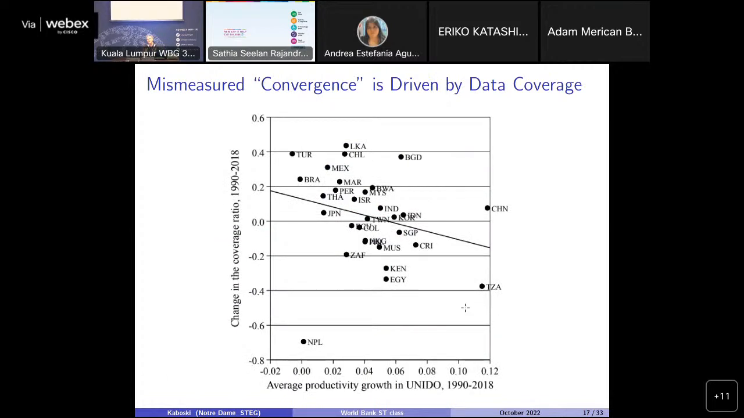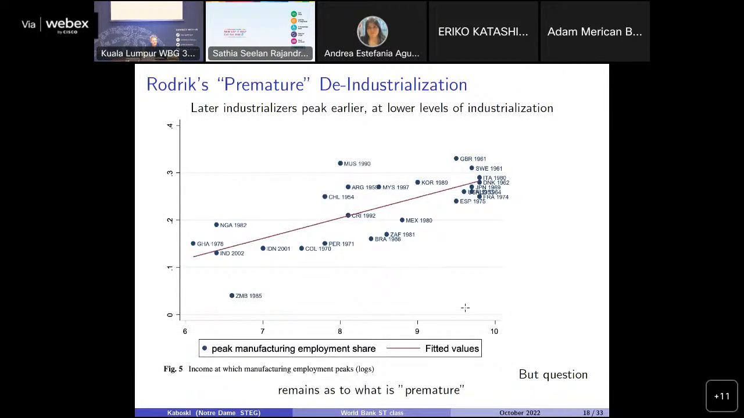Okay, so then the convergence issue that Rodrik brings up, if you believe the Herrendorf, Rogerson, and Valentinyi results, which I do, does not seem to hold up, does not seem to be a concern about convergence. And in fact, if we believe my results, which of course I do too, the convergence happens even at the aggregate level of the economy. The second paper, the premature deindustrialization paper, seems to be a much more robust result. And this is, again, that the later industrializers peak earlier and at lower levels of industrialization.